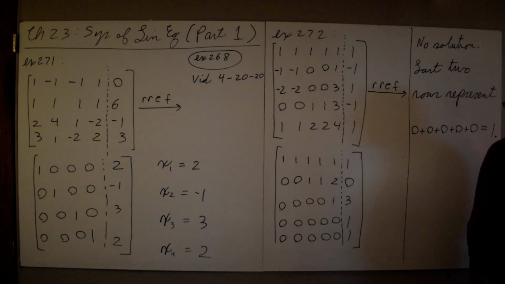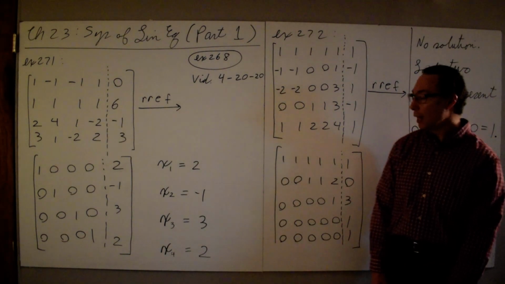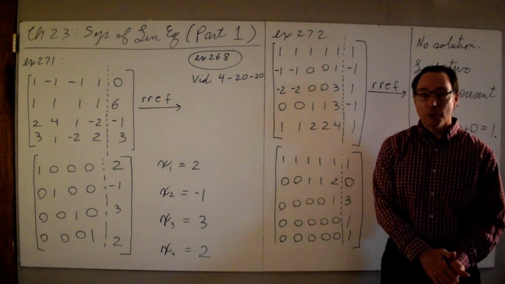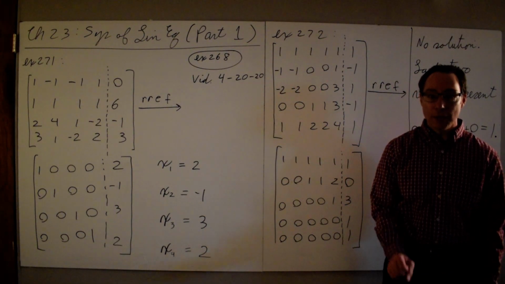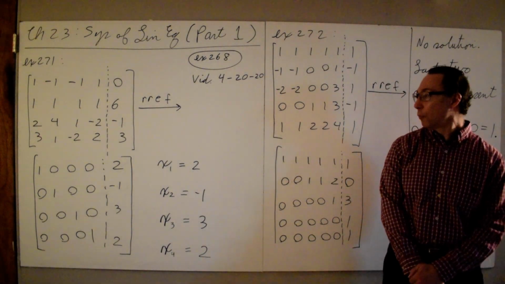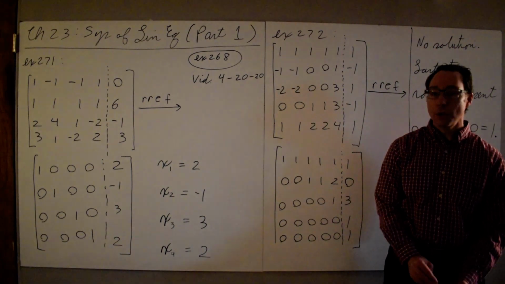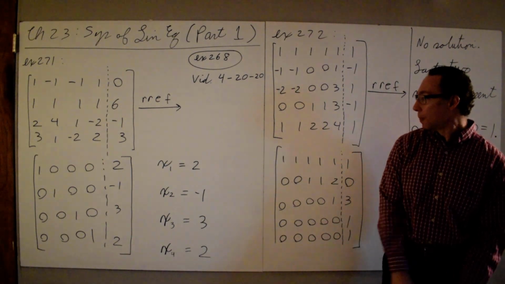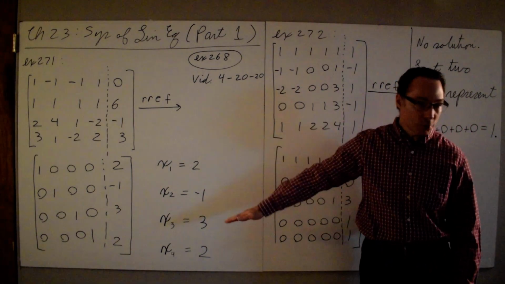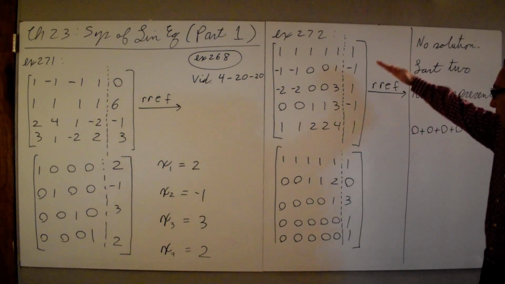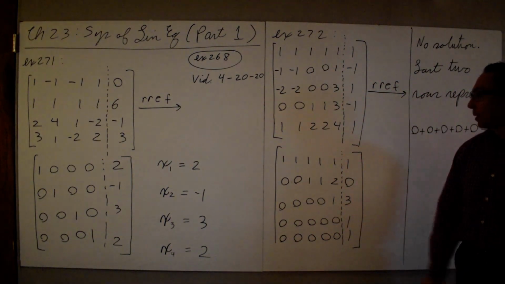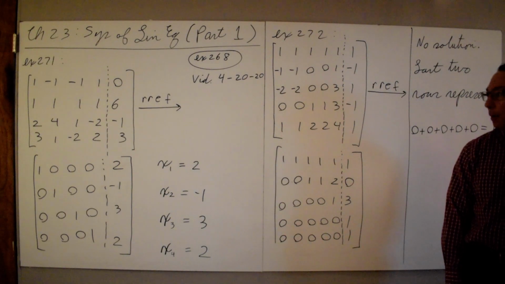I want to remind you of what I told you in class yesterday. Every system of linear equations has 0, 1, or infinitely many solutions. Those are your only 3 possibilities. This system had exactly 1 solution. This system has 0 solutions. Some systems will have infinitely many solutions.